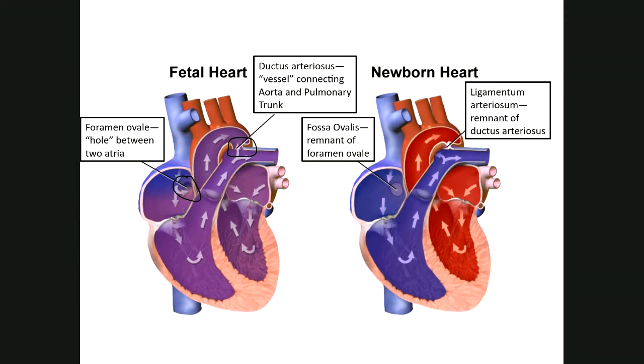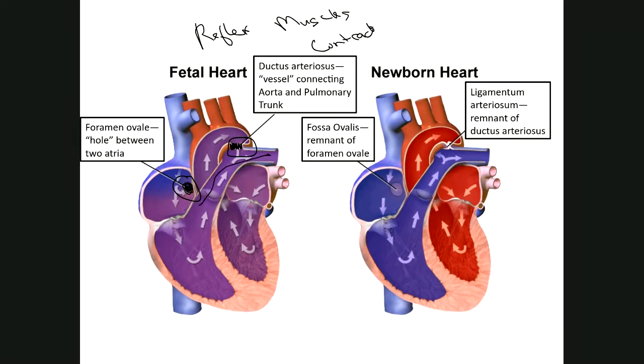So with the baby's very first breath, two things happen. This hole closes up, and so does this vessel. We get a reflex, and the muscles contract, and those muscles are going to close it up. And when the muscles close it up, no more blood can go that way. So now the blood goes to the lungs the way it's supposed to.